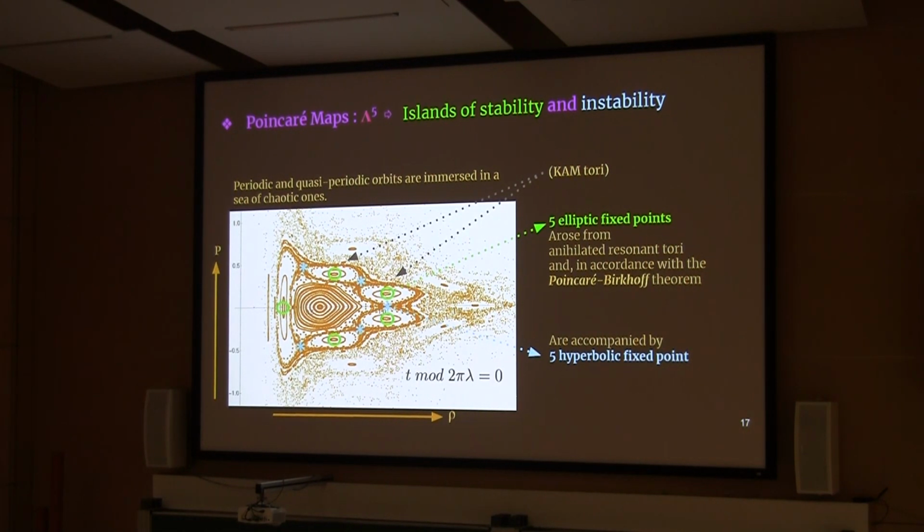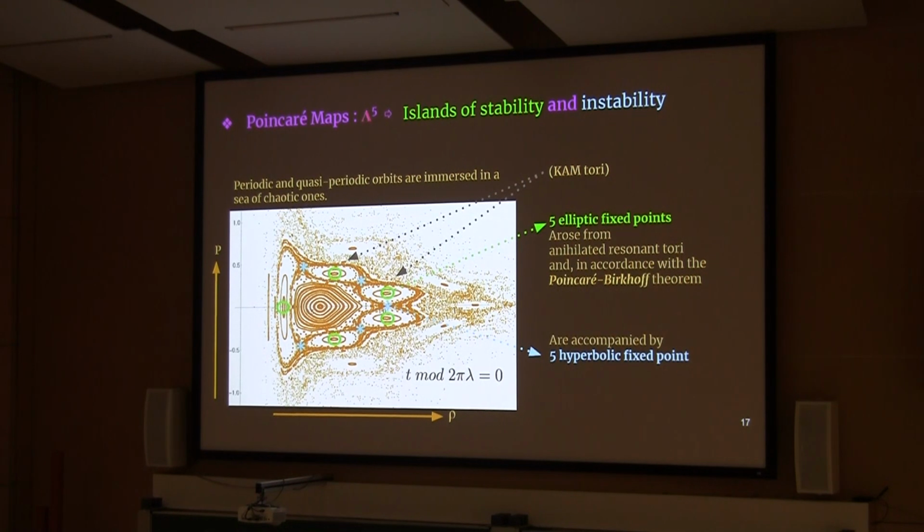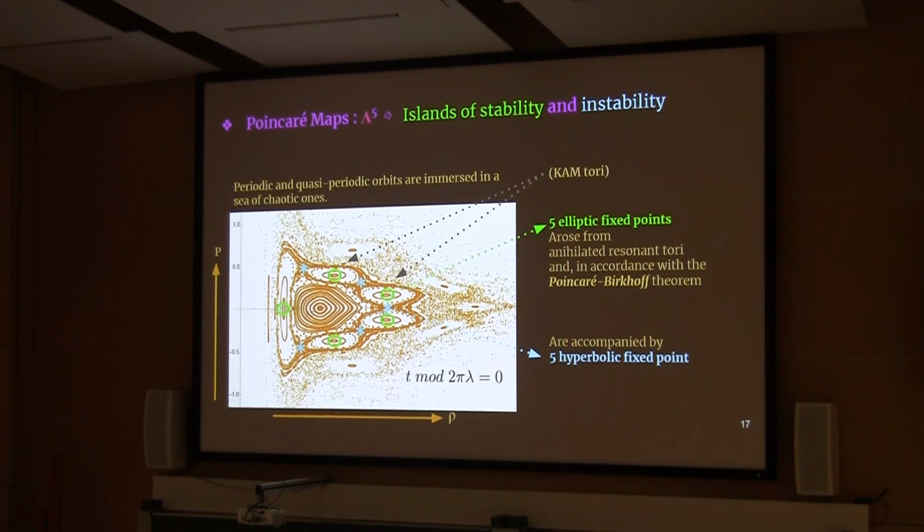Here there are these 5 elliptical fixed points, and these arose from the annihilated resonant toroids and are in accordance with something called the Poincare-Birkhoff theorem. But more importantly, these 5 elliptical fixed points are accompanied with 5 hyperbolic fixed points. And it's at these points, when you zoom in and explore, you will get to see why chaos is actually coming in this system.